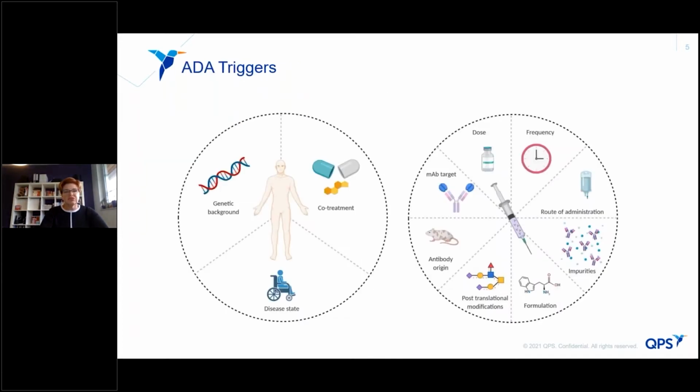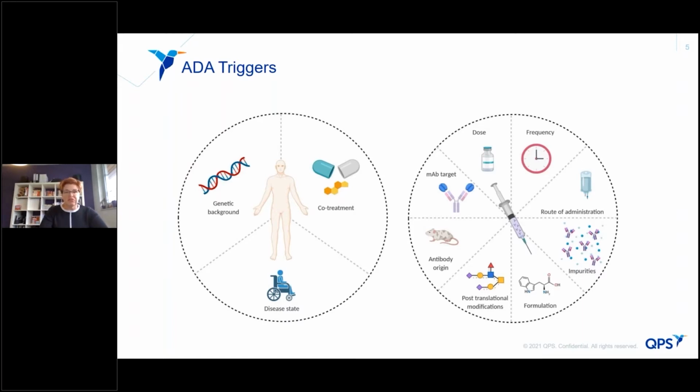There are several risk factors in the immunogenicity. These can be the genetic background of a patient. This, for example, determines how the antigen-presenting cells present the antigen to the immune system. The disease state can be of influence. For example, in cancer treatments, early on in the cancer, there can be quite some immunogenicity, while in later stages, the immunogenicity goes down. And co-treatment, for example, medication that suppresses the immune system, also affects the immunogenicity.